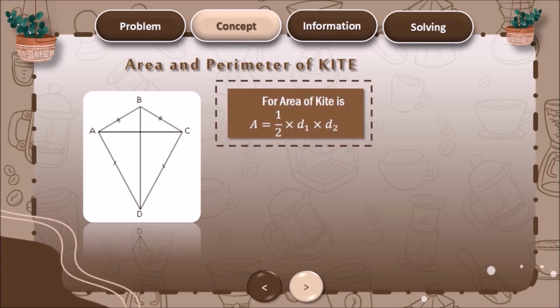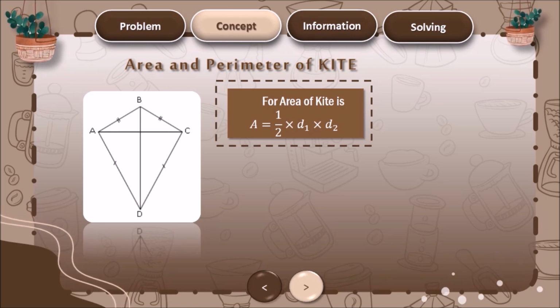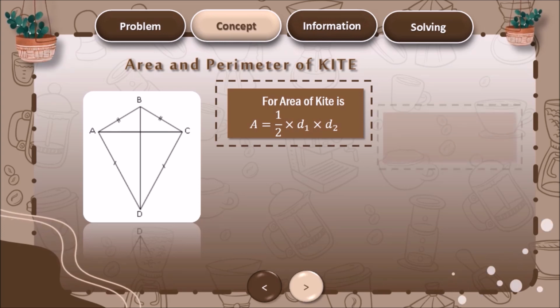First, the area formula of the kite is half times the first diagonal times the second diagonal. The unit of area is unit square, so we can have square meters, square centimeters, or something else.